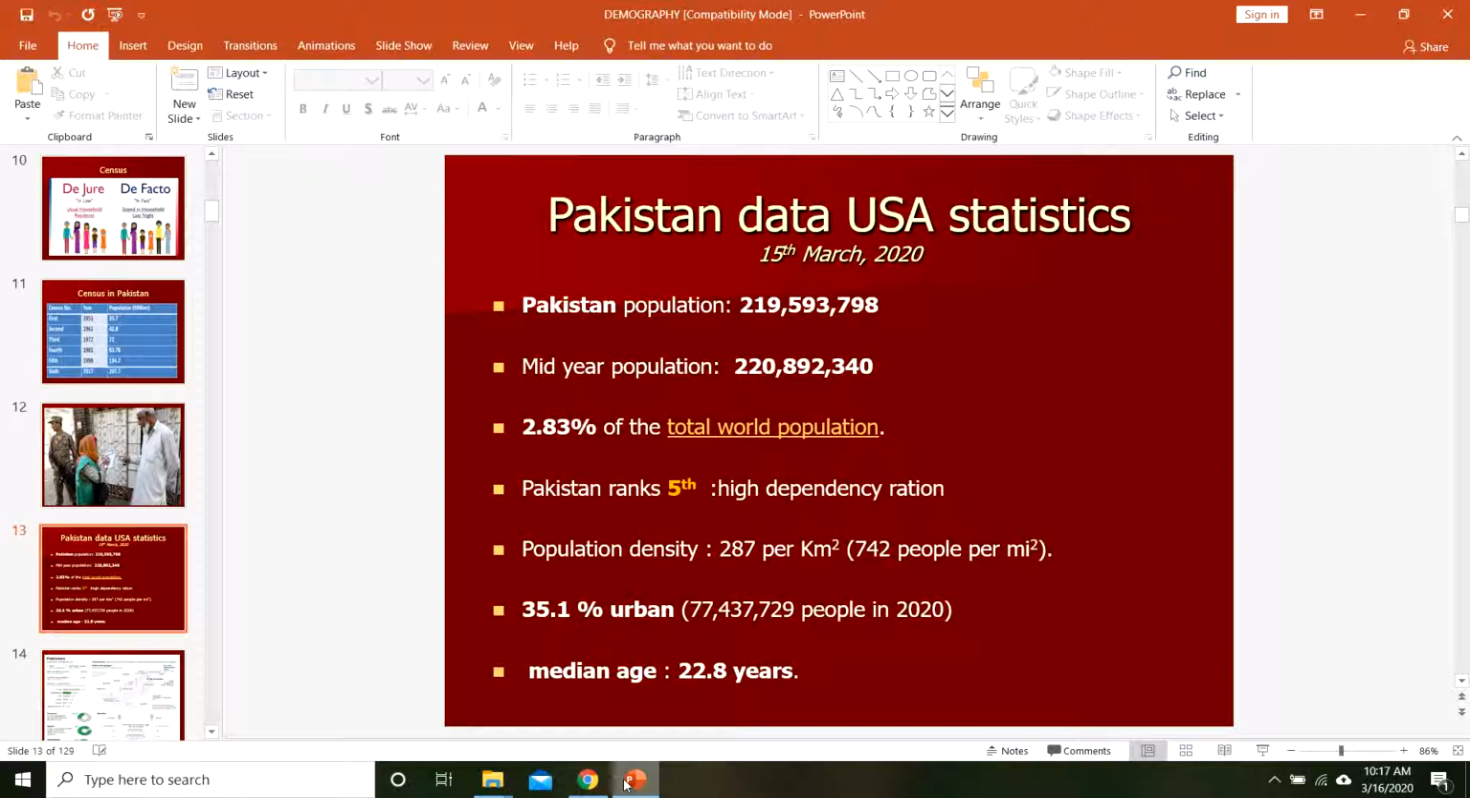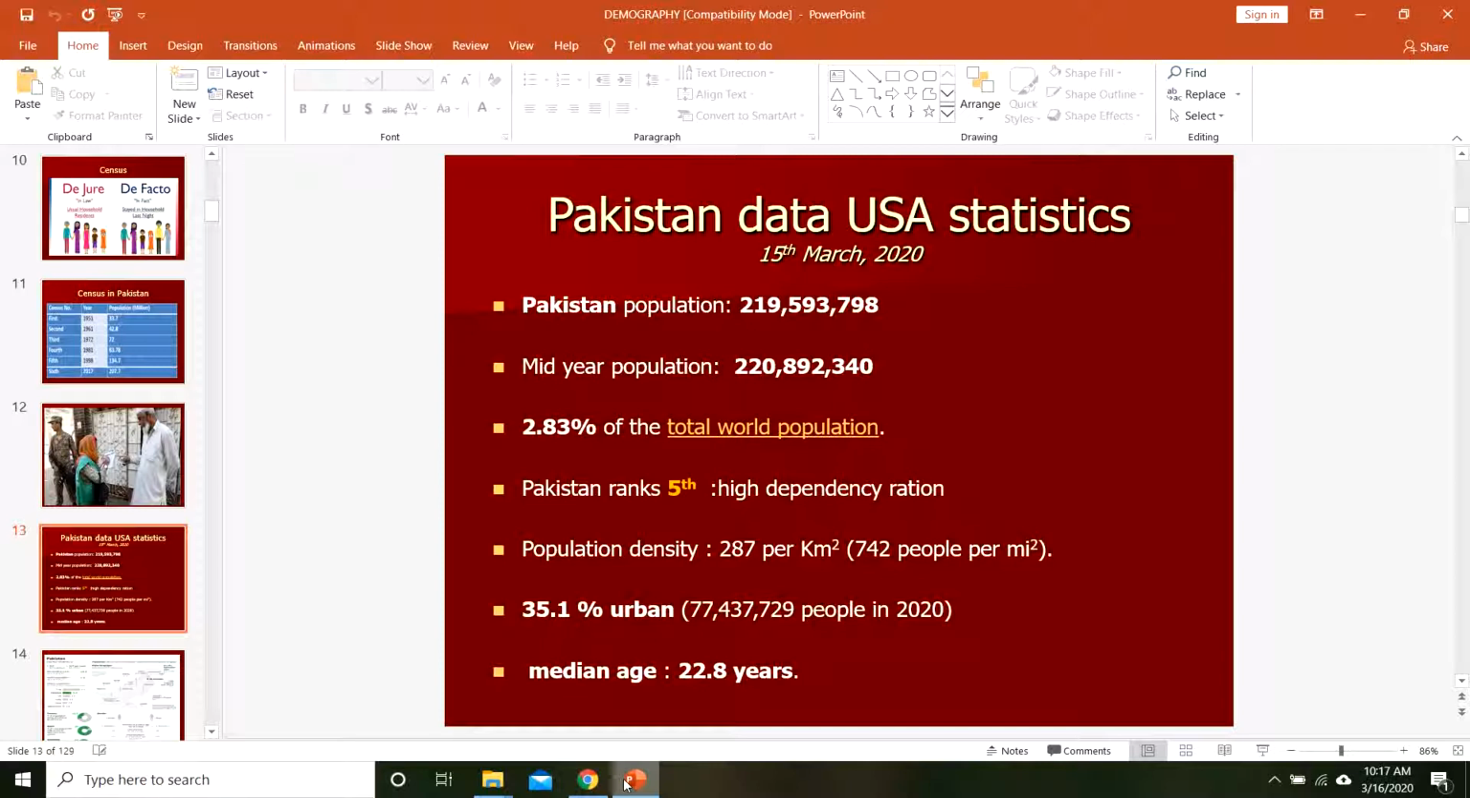statistics which are projected during the 10 years between the last two censuses that were conducted. It represents the total data.